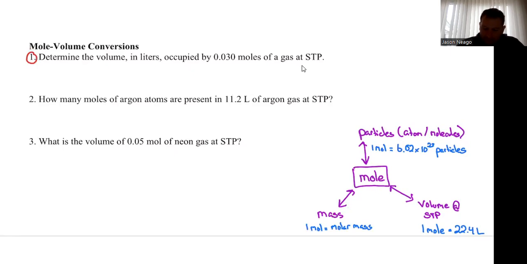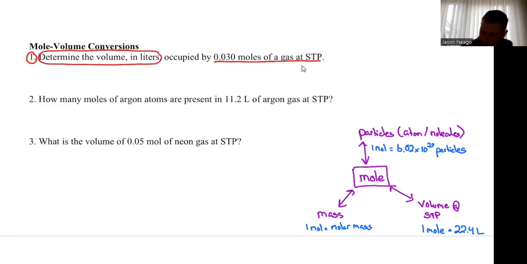It says determine the volume in liters occupied by 0.030 moles of a gas at STP. So I'm going to underline what I'm given: 0.030 moles of the gas at STP. And I want to find volume in liters.